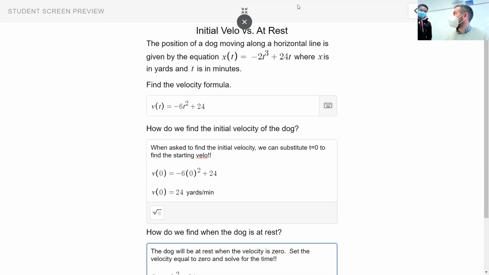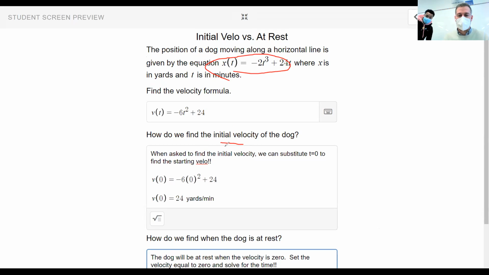Well, I'm going to repeat that back to all the people at home. Okay, you ready for this? To take that velocity, we got to take the derivative. When we're looking for initial velocity, we plug in t equals 0. Now, if we're looking for when the dog is at rest, we plug 0 in for velocity.